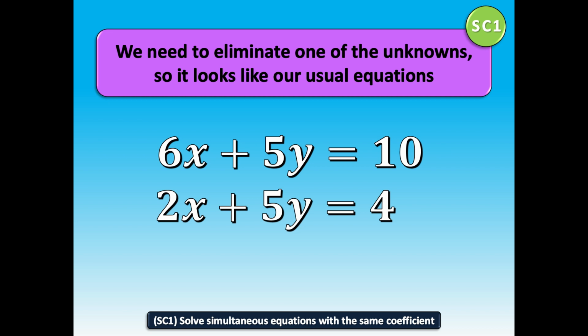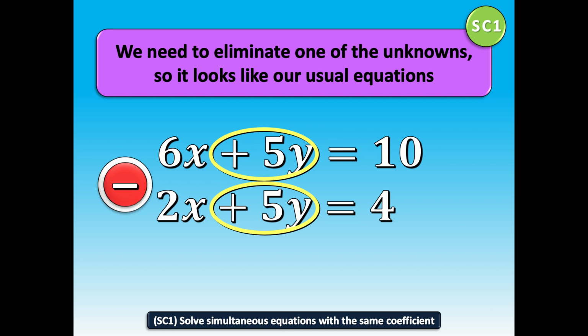So we need to eliminate one of the unknowns, so one of the letters, so it looks like one of our usual equations. So we need to either get rid of the x's or get rid of the y's. And you want to have a look at which letter has the same number in front of them. So in this one, it's the y's. They both have a positive 5 in front of them. So we can get rid of them. And we do that by subtracting one equation from the other.